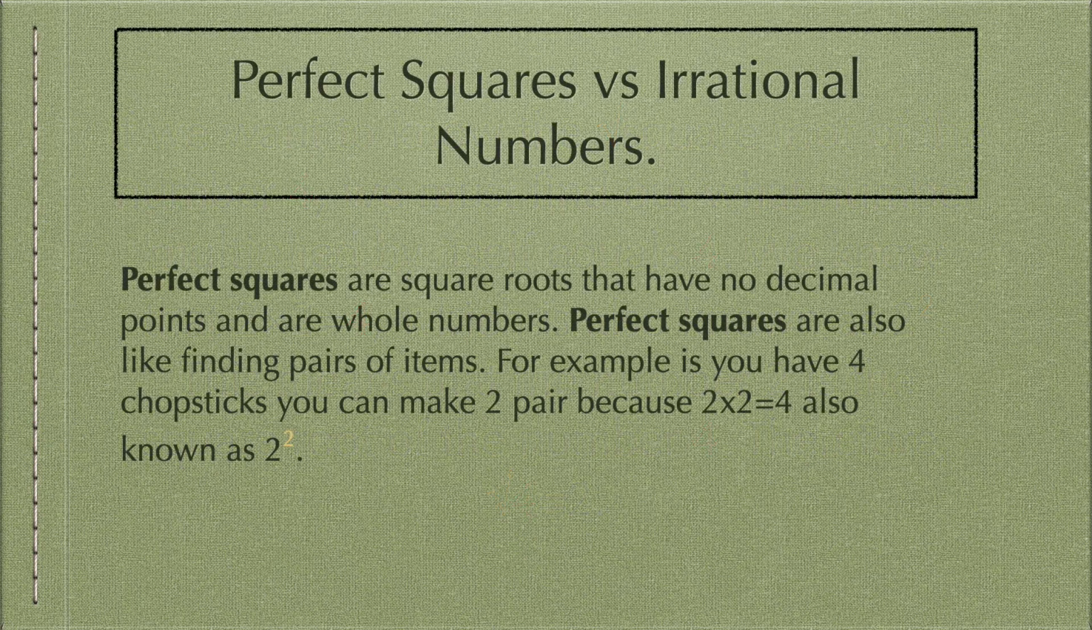Perfect squares versus irrational numbers. Perfect squares are square roots that have no decimal point and are whole numbers. Perfect squares are also like finding pairs of items. For example, if you have 4 chopsticks, you can make 2 pairs because 2 times 2 equals 4, also known as 2 squared.